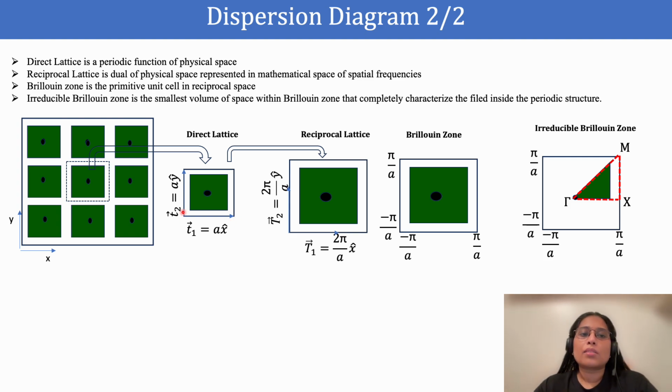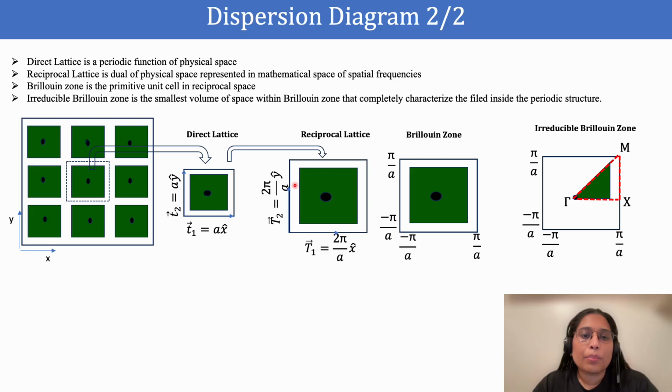So the next important step is, as we are considering the dispersion diagram, in the dispersion diagram we are plotting frequency and wave number. So we have to convert this physical space into a spatial frequency domain. For that, we have to take the FFT. When we do that, we call that lattice the reciprocal lattice. So the reciprocal lattice is the dual of physical space represented in mathematical space or spatial frequency. So nothing complex, it is just the FFT of the direct lattice.